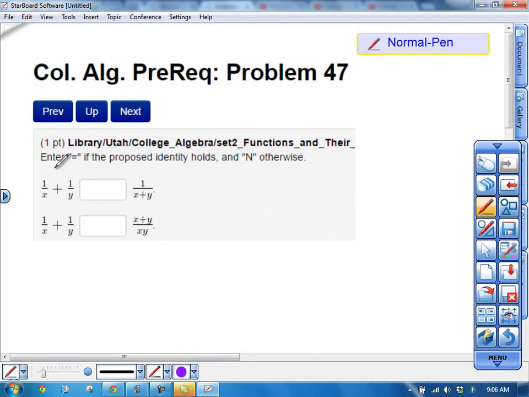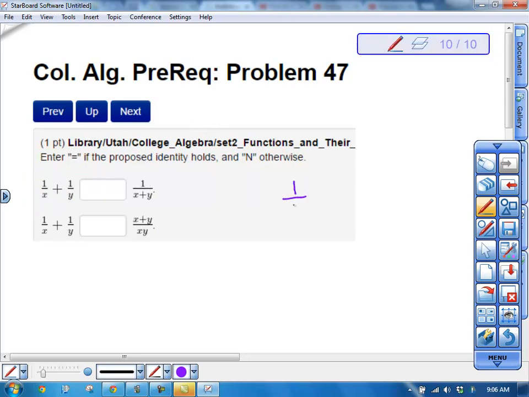All right, next one says enter equal if the identity holds and not equal if it doesn't. So we're asking, are these the same thing as this right here? I'd probably just check. I mean, you can try to simplify this to look like this by multiplying the top and the bottom of this one by y, and the top and the bottom of this one by x. And you're not going to be able to work it down to this. So I just try it with numbers real quick to see if it works.